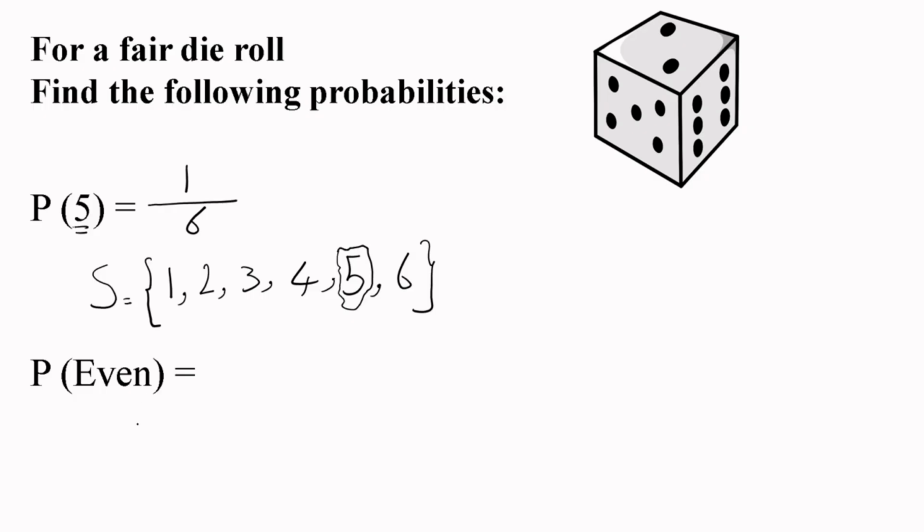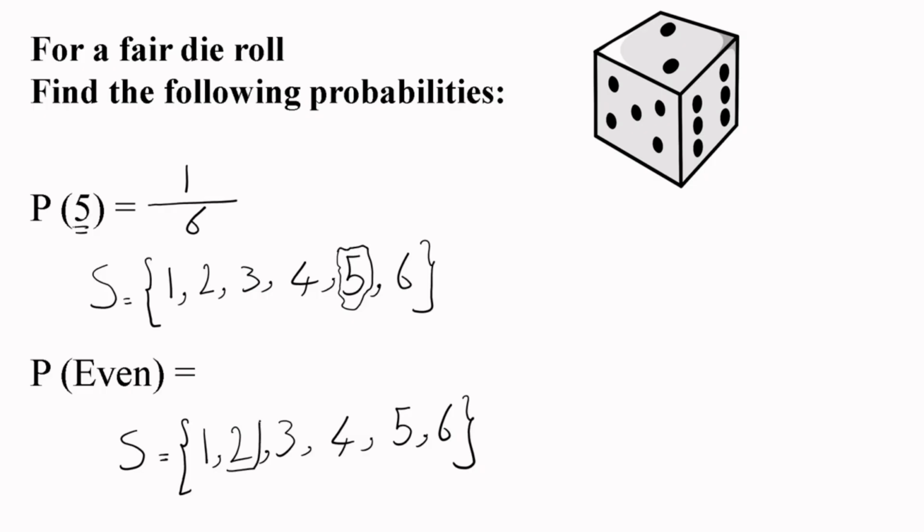P of even, it means when we get an even number, it is a favorable outcome. So let's write the sample space again. 1, 2, 3, 4, 5, and finally 6. Can you please tell me which outcomes are favorable? I want to get an even number. So 2 is one of them, 4 is one of them, 6 is one of them. What about 8? 8 is an even number. Should I consider that? No, of course not. It's not possible to get 8 when you are rolling a 6-sided die.